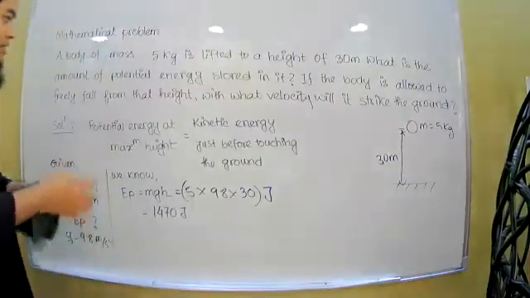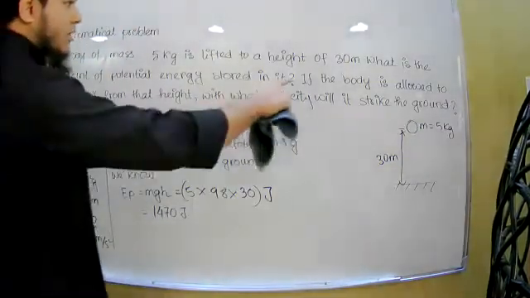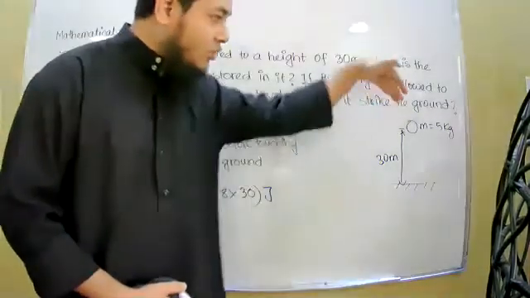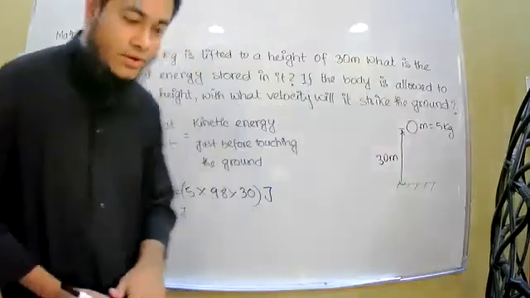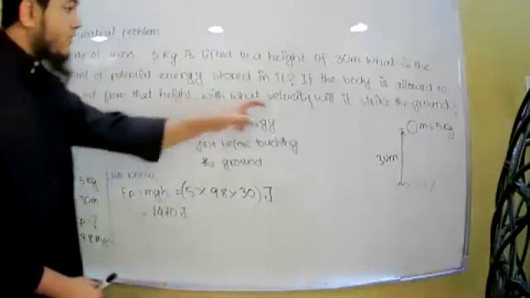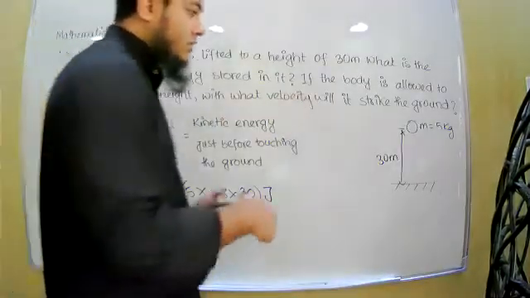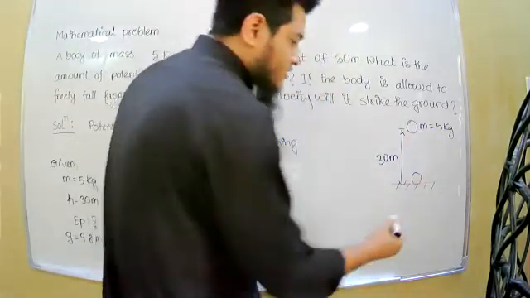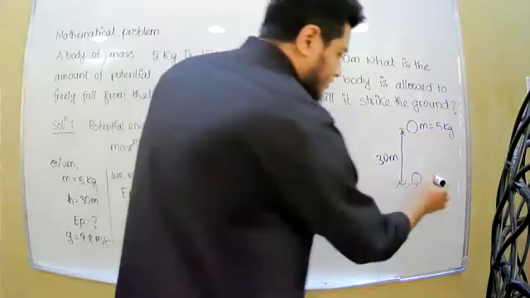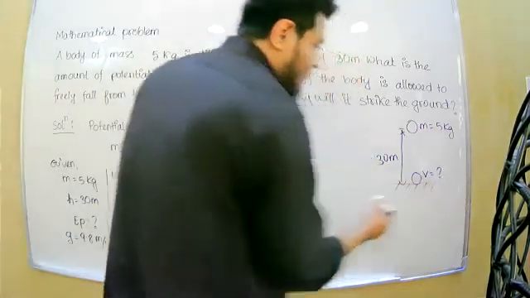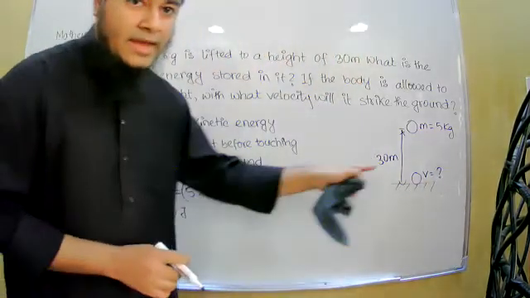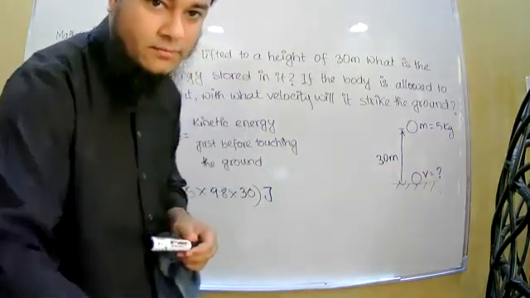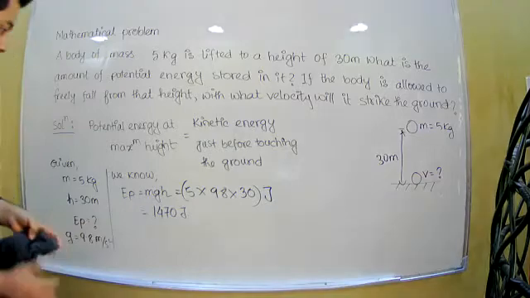Okay, now let us deal with the second part. If the body is allowed to freely fall from that height, now we will lift the body and it will definitely fall on the ground. Okay, so with what velocity will it strike the ground? That means just before touching the ground, with what velocity will it strike the ground, that means what will be V is equal to here. At this point, what will be the velocity? We need to calculate the V. Okay, so how to calculate that? Let us see.